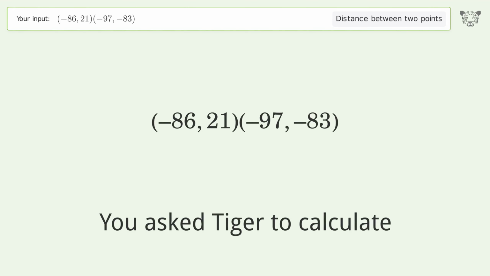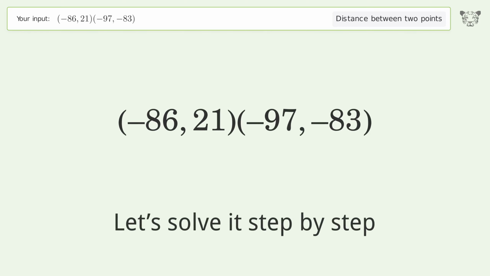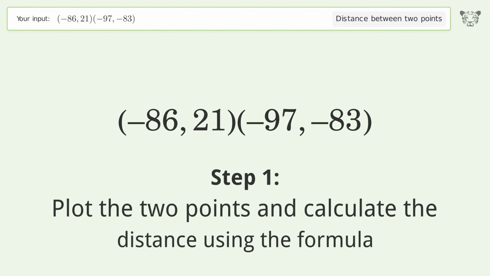You ask Tiger to calculate. This deals with the distance between 2 points. The distance between the 2 points is the square root of 10,937, or 104.58. Let's solve it step by step. Plot the 2 points and calculate the distance using the formula.